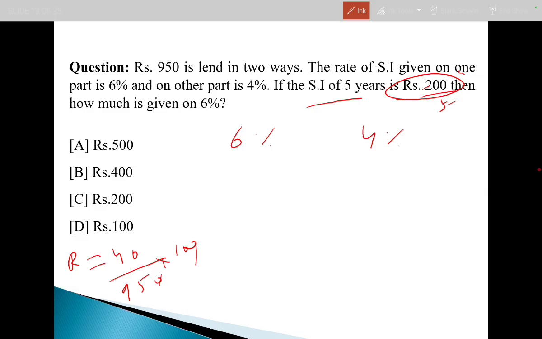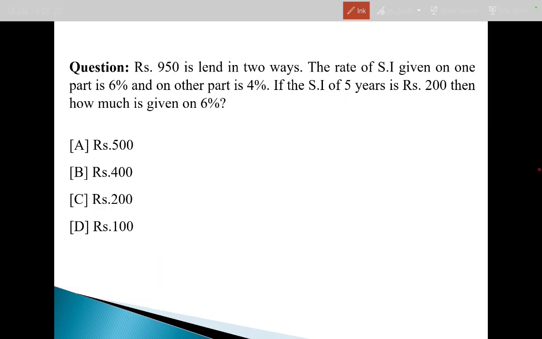Your rate of interest on 5... okay, like this you have to figure it out. And then you have to take a rate of interest overall, and then you can use the fraction method for this. One more method I can teach you for this type of question, let me tell you.